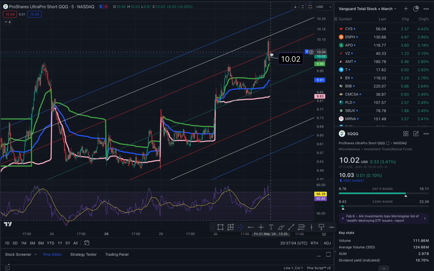But the next level from where we are takes us to roughly 10.04, so very close. Above that, 10.12, another level of resistance and a potential take profit area. You can expect people to lock in and leave for sure if we get to this, which is 10.20.